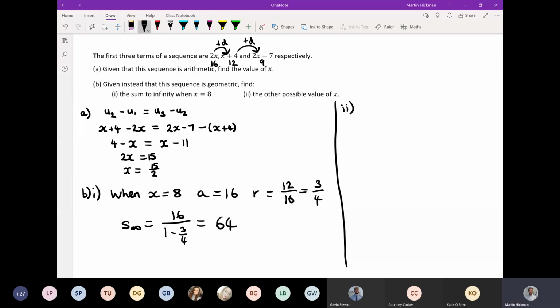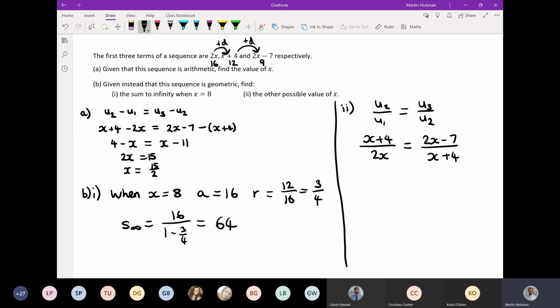Now the next question says find the other possible value of x, and to do that, what we're going to do is consider the fact that we have a common ratio here. So we know that u2 divided by u1 must be the same as u3 divided by u2. So x plus 4, the second term, divided by the first term, which is 2x, has to equal 2x minus 7 over x plus 4, the third term divided by the second term.